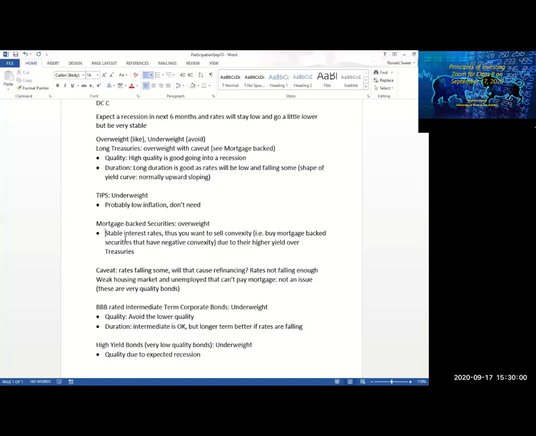You say, generally you want to sell convexity when rates are stable. However, given they're going to fall some, I'm worried about refinancing. Therefore, I think I'll underweight them and stick with treasuries. I'll give you full credit for an answer like that. Just make sure you completely explain your rationale and that it's consistent with this.